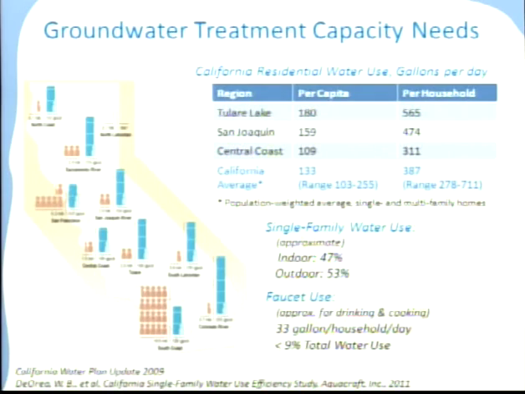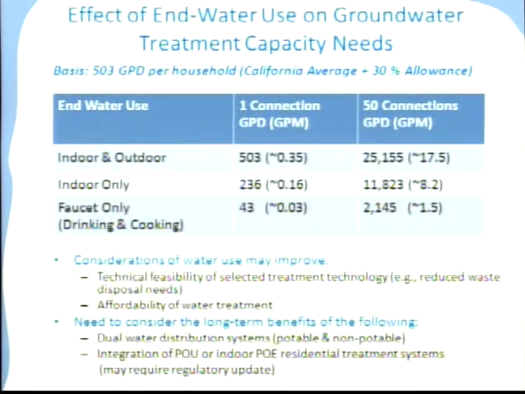In other words, what is the water being used for, and therefore what is the level of quality that is required. Now, having said that, I took the California average plus 30%. I said, let me just bump it up a little bit. And I've made a daring assumption that there is one connection per house.